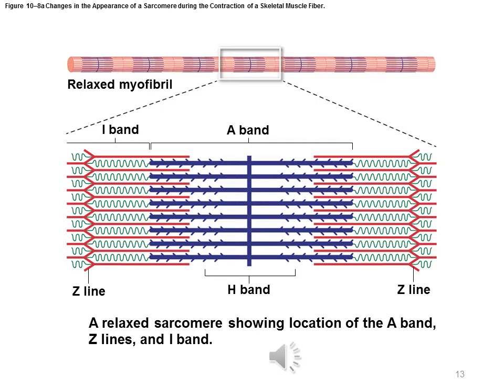The first thing I want to look at is when a muscle is relaxed. You can see that there's no overlap. You have a little bit of overlap in the bands at the end of the A band, but what you don't have is a shortening of that sarcomere at this point.